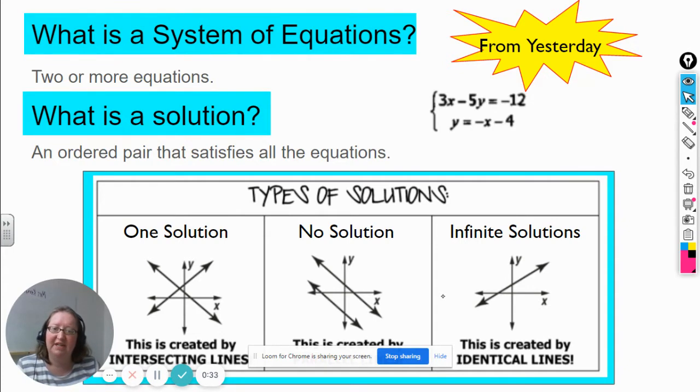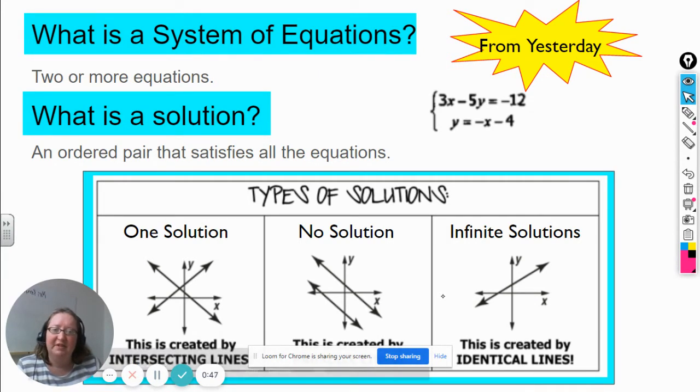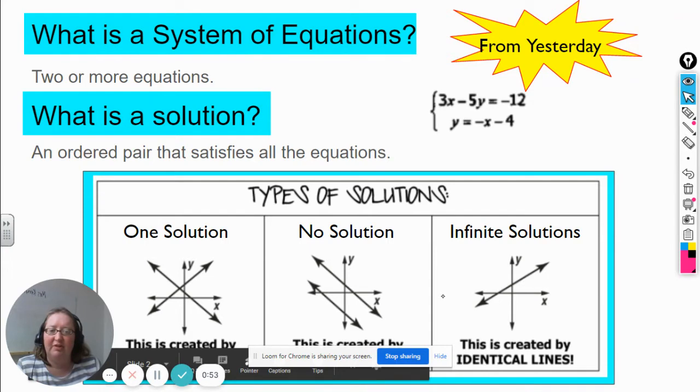Remember that there's three different types of solutions. There's one solution where they're crossing. There's no solution where they're parallel lines. They never touch, and therefore that's why there's not a solution for both of them for that system. And then there's infinite solutions. And remember, this is two lines on top of each other. So when they're on top of each other, that's touching every single solution. That's why it's infinite solutions.